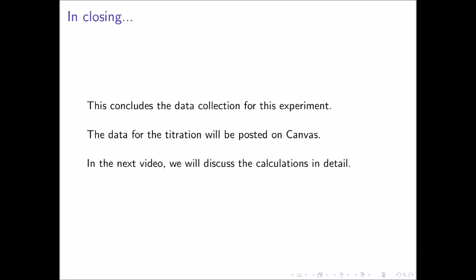This concludes the data collection for this experiment. The data for the weak acid titration will be posted in a file on Canvas. In the next video, we will discuss all of the calculations in detail.